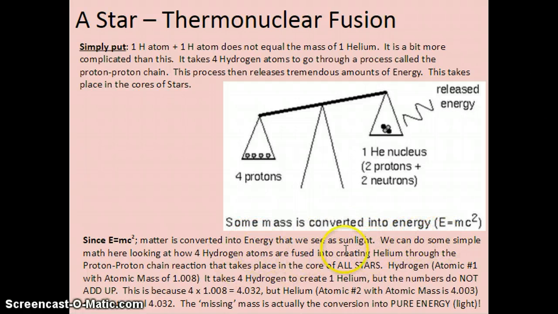But we can do some simple math here, and we can see that 4 hydrogens fused into helium through this process, if I take 1.008, which is the atomic mass of hydrogen, and I multiply that times 4, the numbers don't add up. It doesn't add up to the atomic mass of helium. If I take 4 times 1.008, I get 4.032, but helium's atomic mass is 4.003. It doesn't equal 4.032. The missing mass is actually the conversion into pure energy and light.